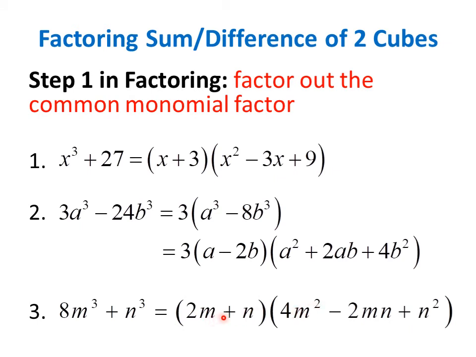Since you have here plus, the second term in the trinomial factor is minus. Okay, for the second term, let's multiply these two terms. 2m times n, so that's 2mn. Okay, plus, again, the third term is always positive. Okay, square of n, that is n squared.